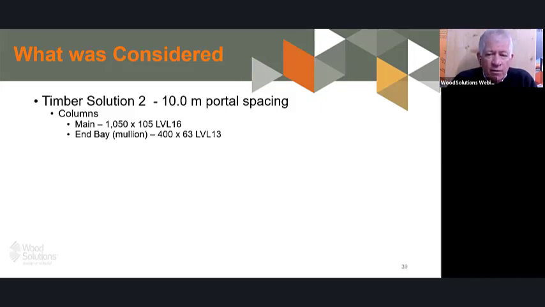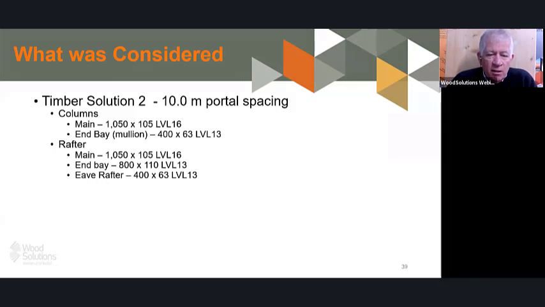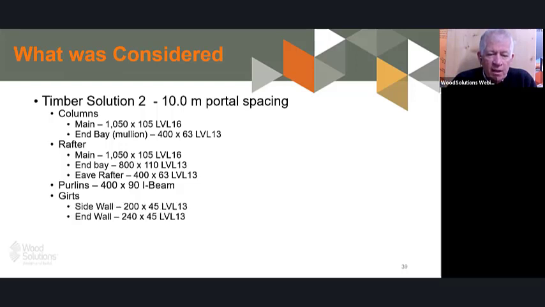Again, it's a product from an LVL supplier, milled to 400, very similar to what we saw before. The rafter was using the same size LVL 16, with the 800 by 400 size LVL as the end bay rafters. Purlins, in this case, are a 400 deep by 90 I-beam, or I-joist as it's commonly called, and girts were what we previously used in design 1, just LVL 13. Again, the same type of bracing was used, as well as fly bracing.